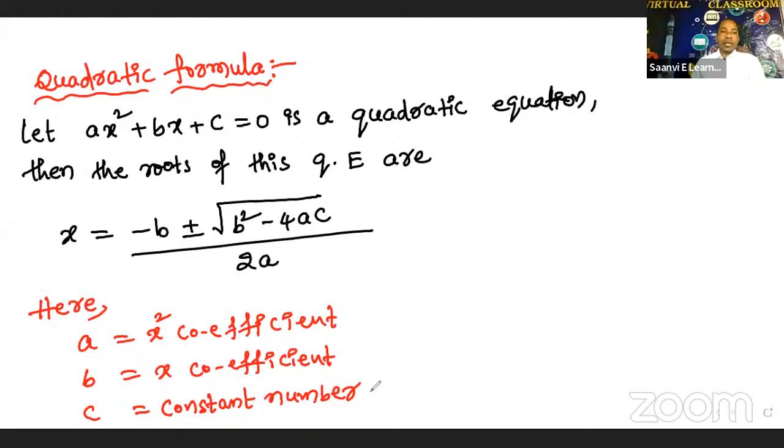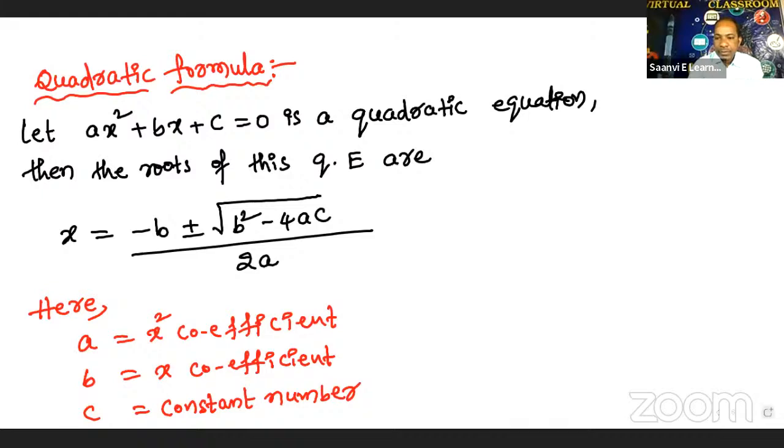Okay, children, so this is called the quadratic formula. ax square plus bx plus c is equal to 0 is the standard form of the quadratic equation. Okay. So to find the roots of this quadratic equation, the formula is x is equal to minus b plus or minus under root b square minus 4ac by 2a. In this formula, a means x square coefficient, b means x coefficient, and c means constant number. So by using this formula also, we can find the roots, children.